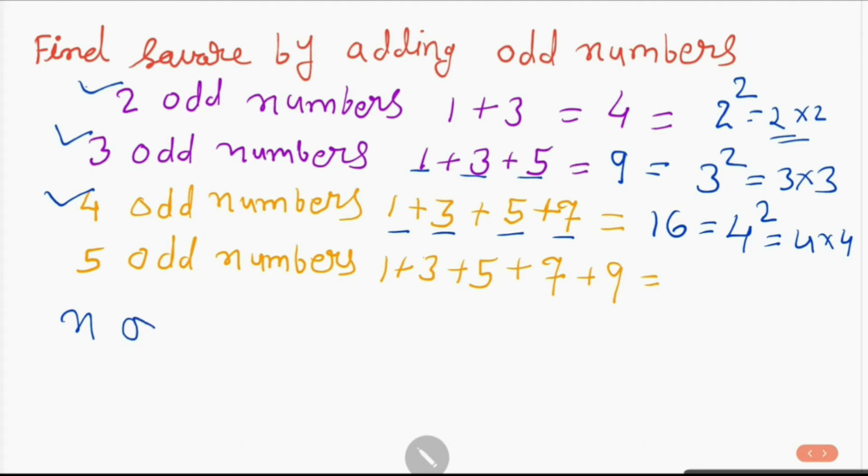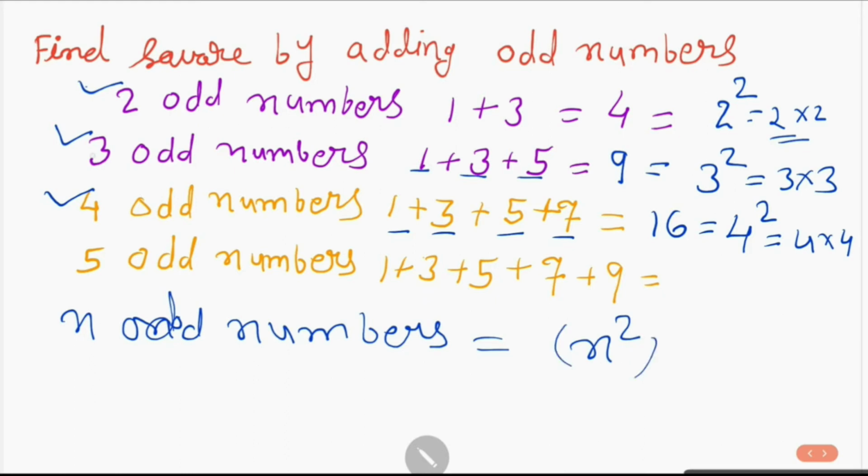N odd numbers, we will get n squared. Two odd numbers, we get 2 squared. 3 odd numbers being added, we get 3 squared. 5 odd numbers, 1 plus 3 plus 5 plus 7 plus 9 equals 25, and 25 is 5 squared.